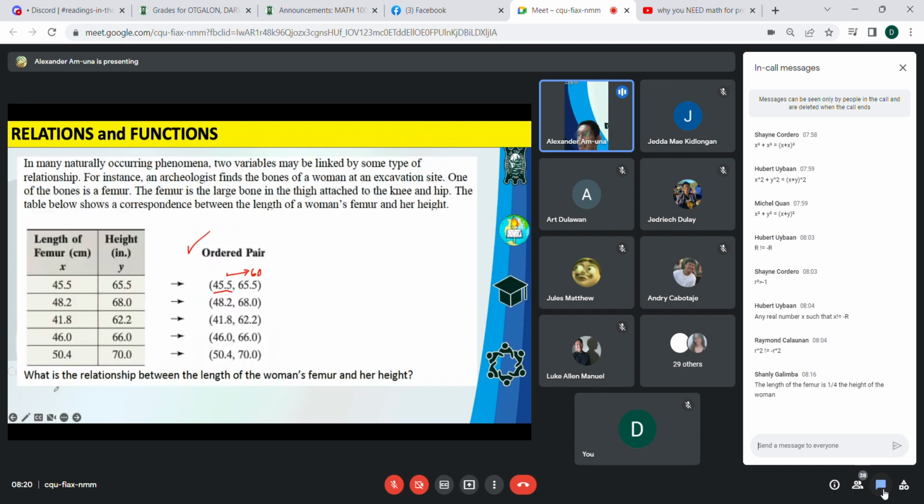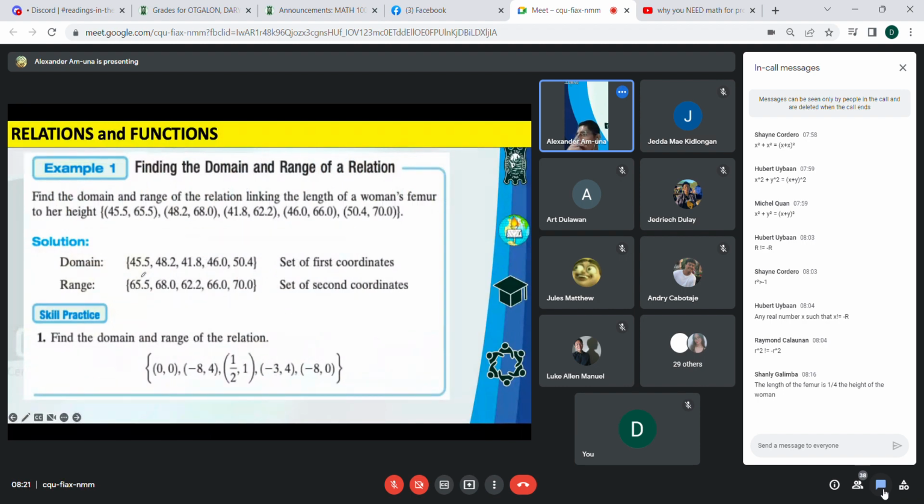So, balik tayo dito. Okay. So, this one, again, some mathematical terms that we only use in math. So, this is now your domain. Okay. The first values, your x's, values for x. And then, this is, of course, your range. This is your domain. This is your range. Right?